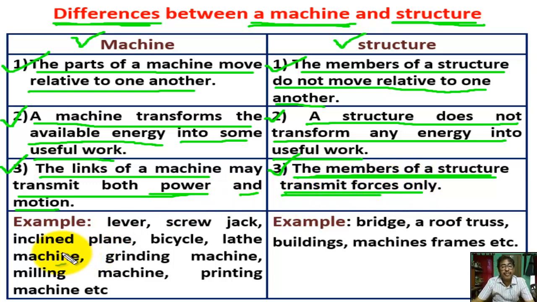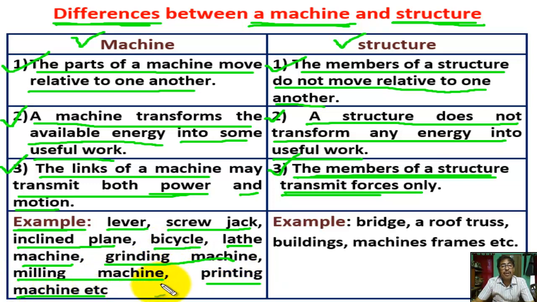Okay. Next, example of machine: lever, screw jack, inclined plane, bicycle, lathe machine, grinding machine, milling machine, printing machine, all are examples of machine.